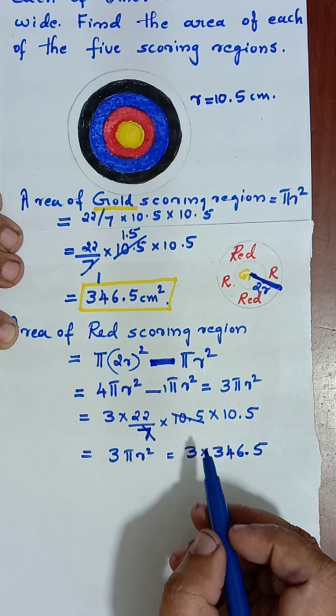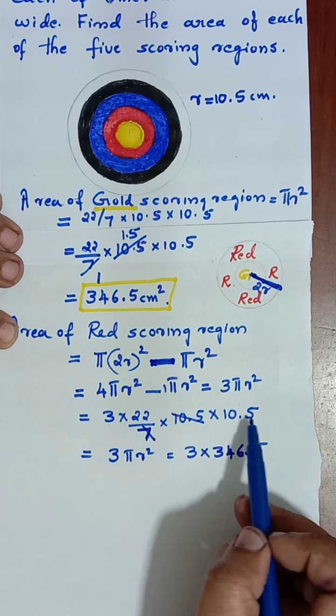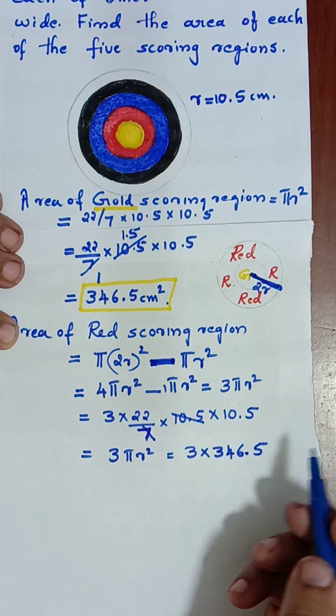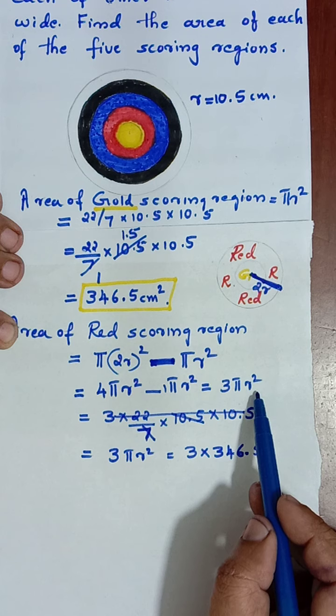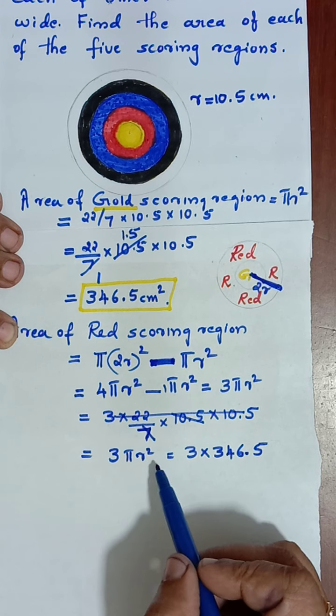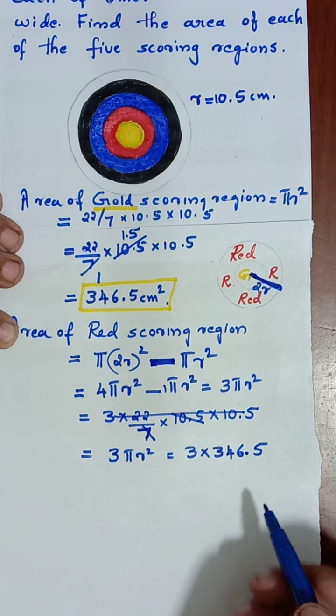346.5. So here you don't want to cancel and don't want to multiply again. It takes a lot of time. This is the shortest way. This step is not necessary. 3 pi r square we are getting. 3 into pi r square is 346.5.